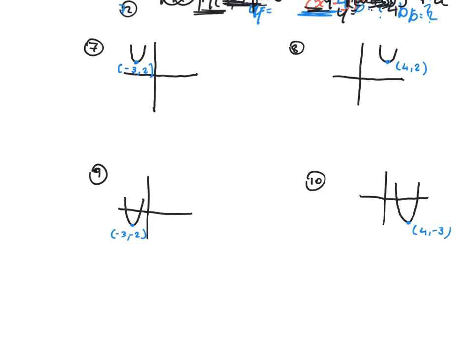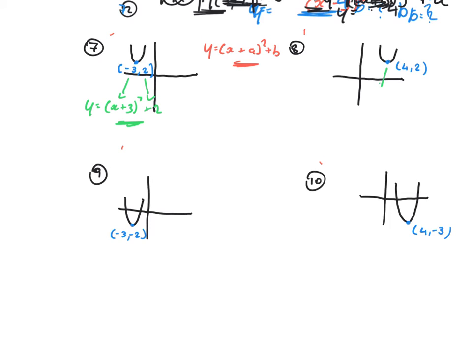Okay, so these are all of the form y equals x plus a all squared plus b. So that's for 7, 8, 9 and 10. We need to find the equation for each one. Okay, so the first one, we're going to change the sign of the minus 3, x plus 3 all squared, but not change the sign of the 2, plus 2, final answer.